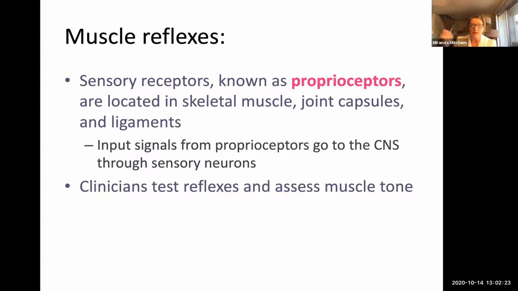So the hamstring quadricep reflex is often tested, as you know, in a general physical exam. And what it's doing is looking at muscle tone. But in order to get that response right, it's got to go through that pathway correctly.